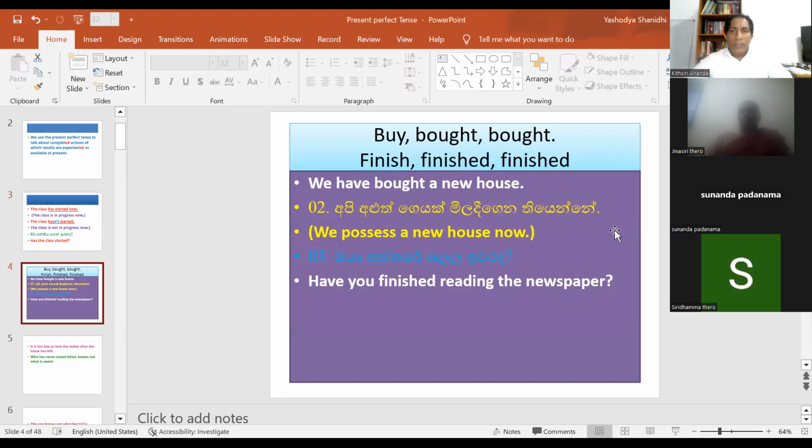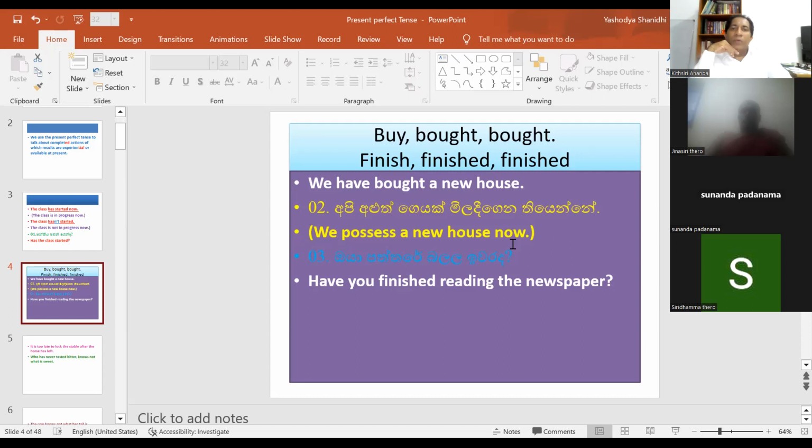So we can take a few more examples. Buy, bought, bought; the three major forms of the verb. Finish, finished, finished. We don't pronounce it like finished, but instead finished, finished. We end pronouncing from T, finished.